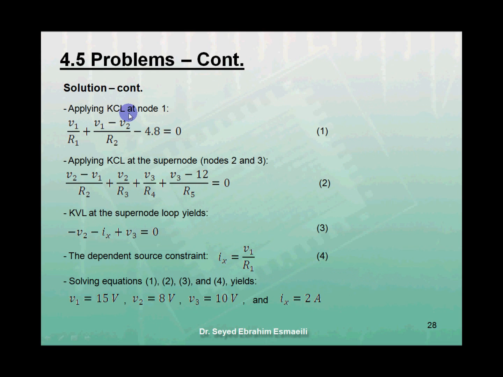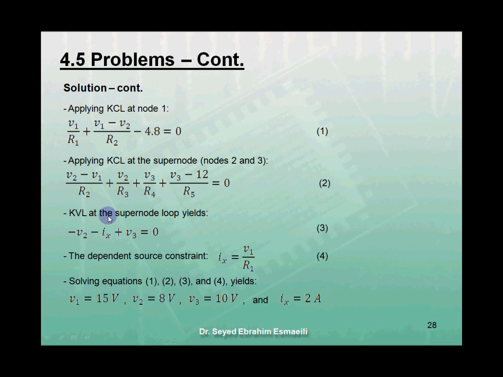Applying KCL at node 1, we get V1 over R1 plus (V1 minus V2) over R2 minus 4.8 equals 0. Applying KCL at the supernode, nodes 2 and 3, we get (V2 minus V1) over R2 plus V2 over R3 plus V3 over R4 plus (V3 minus 12) over R5 equals 0.